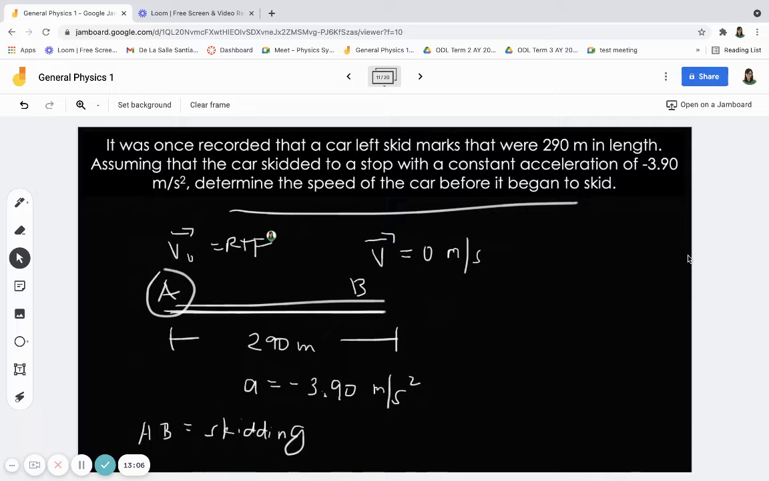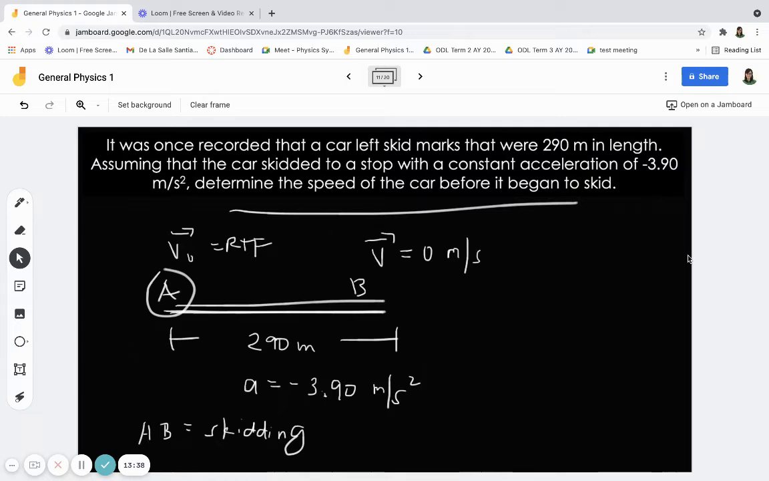Okay. So initial velocity is what we know right before it skids. And then final velocity here is zero because it stops. And as the car skids from that unknown velocity going to zero, the displacement he covered was 290 meters. Okay. And the acceleration rate of the car was negative 3.90 meters per second squared. Okay. So it shows that we can all use these different variables in the same equation because they're pertaining to the same time frame in the car's motion.